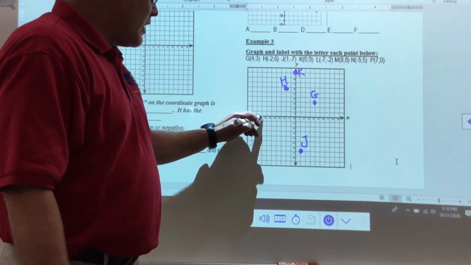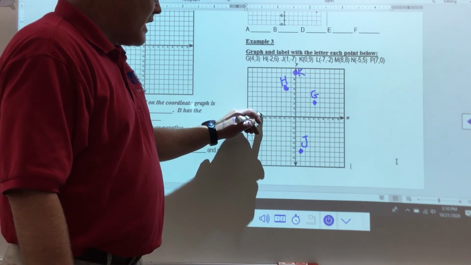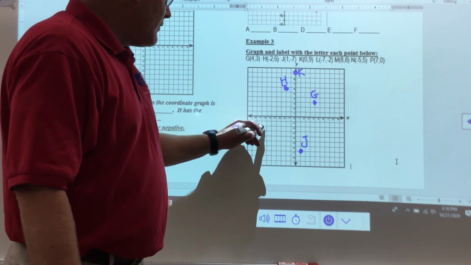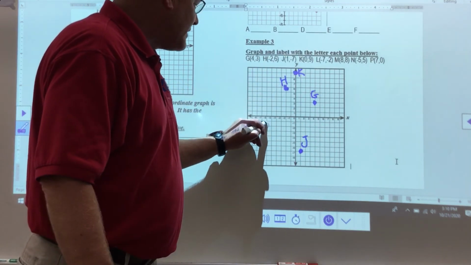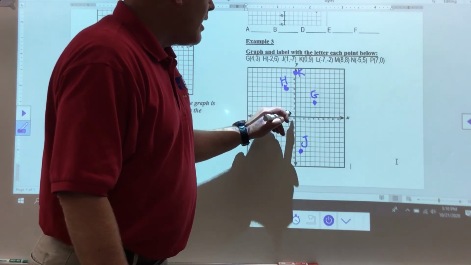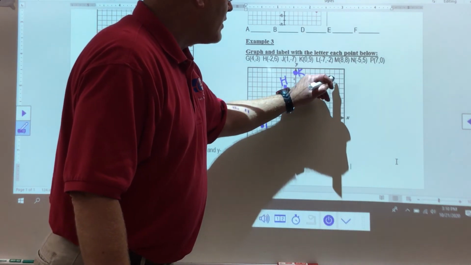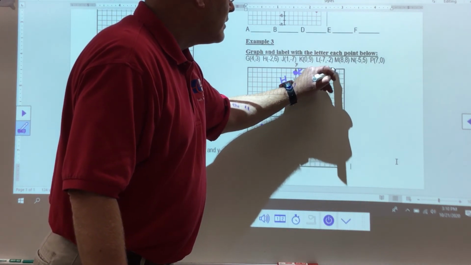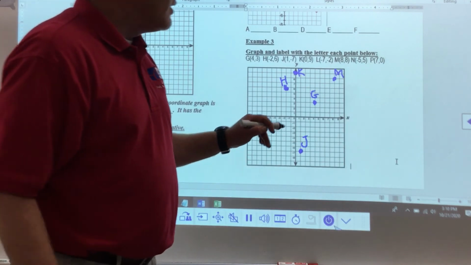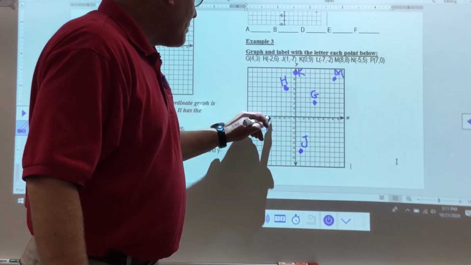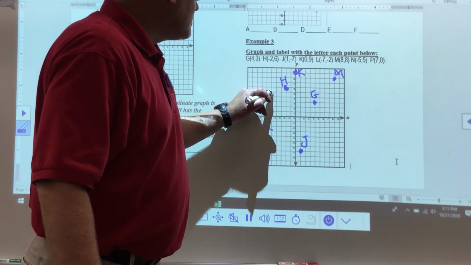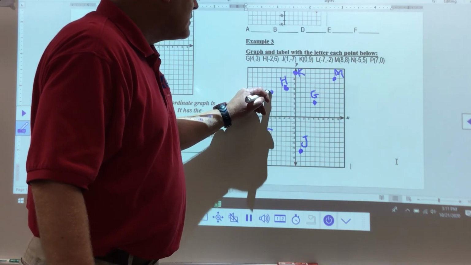L is at -7, -2. So we go this way 7 to the left, which puts us at -7, and then down 2. Quick spot check, negative and negative, that's in the 3rd quadrant. M is at 8, 8, so we go over 8, then up 8. Put your point and your labeling on there. N is at -5, +5, which is right about there if I'm counting right.